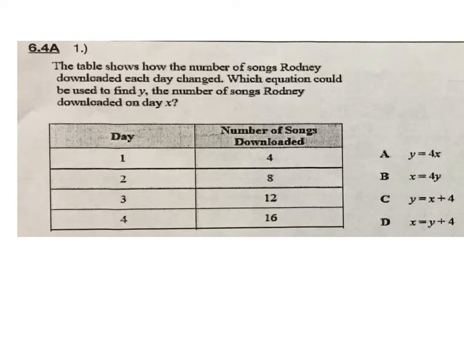Okay, A is y equals 4 times x. B is x equals 4 times y. C is y equals x plus 4. And D is x equals y plus 4.